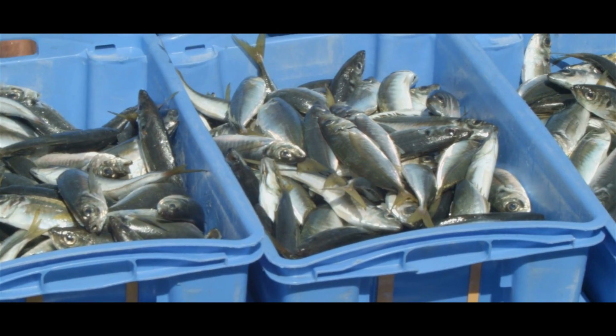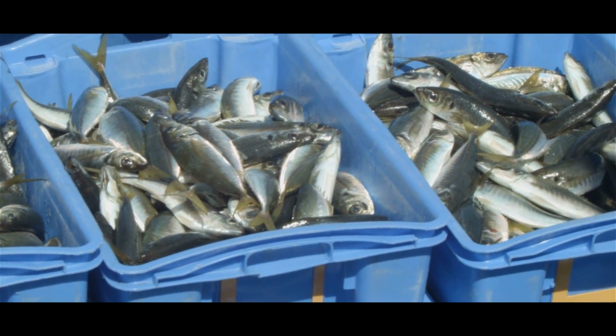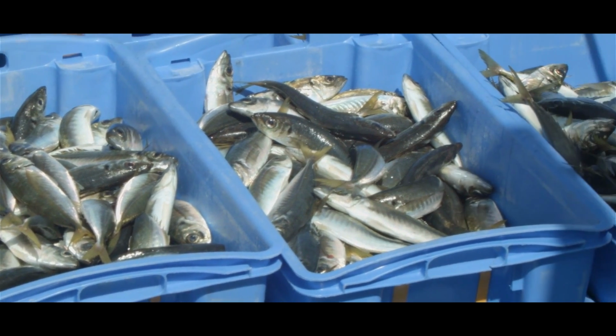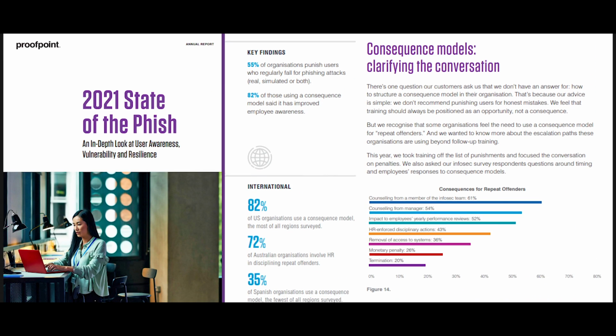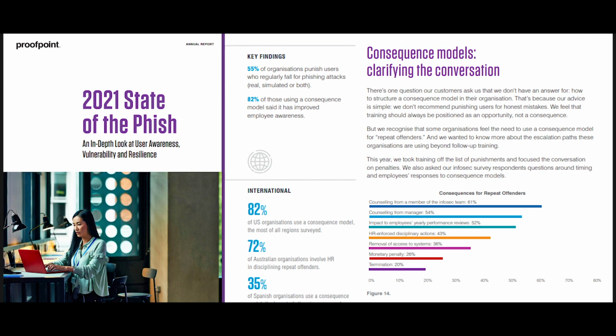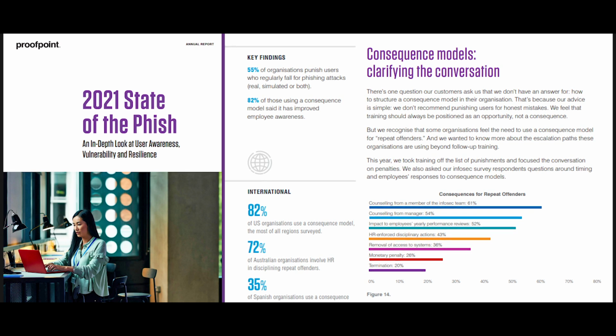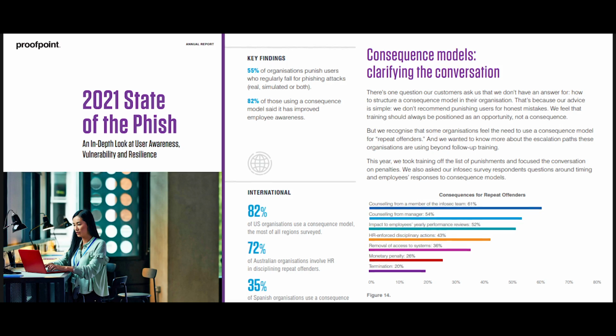Here's something I feel needs to be addressed as well. Another one that may be controversial. How do you deal with the employees that fall for phishing? There are many ways that phishing has been dealt with. Looking at the same report we looked at earlier by Proofpoint, the answers here range from counseling all the way to termination. I don't believe that termination or harsh consequences in general are a great way to deal with mishaps.